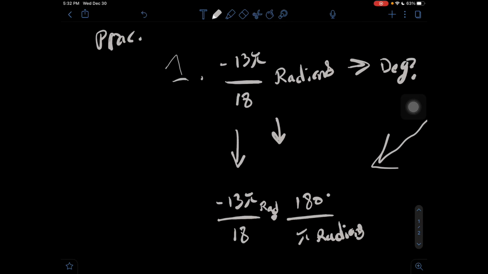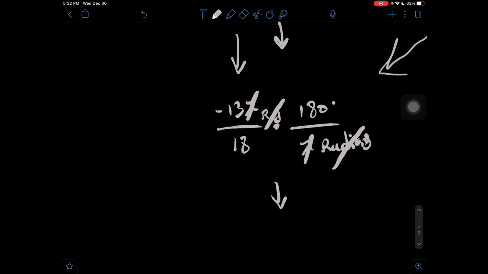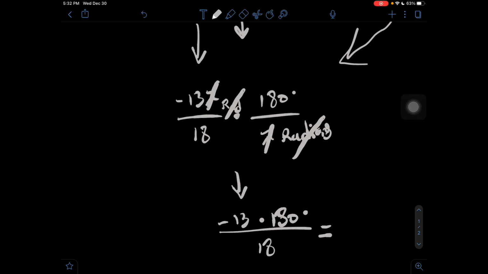So automatically, you should be able to see that the pi's would eliminate with each other, as well as the radians would eliminate with each other. So basically, we are left with negative 13 times 180 degrees over 18 equals an answer which would be in degrees, or the degree value of our radians.